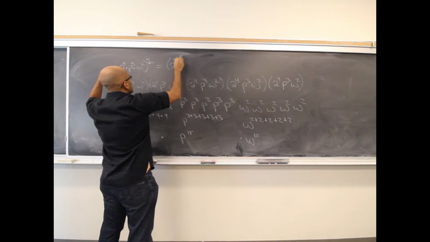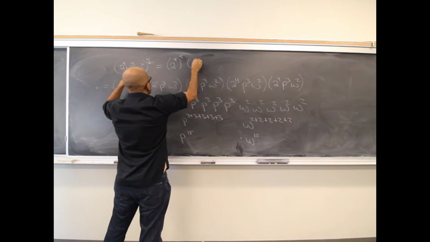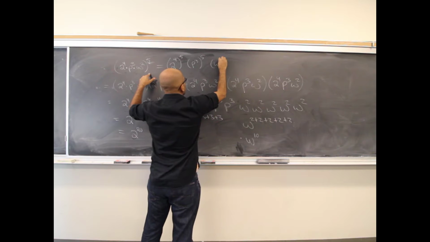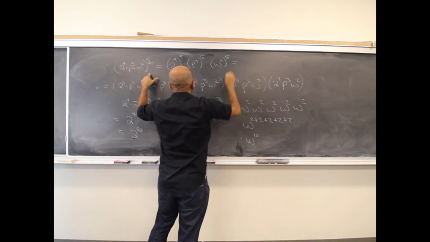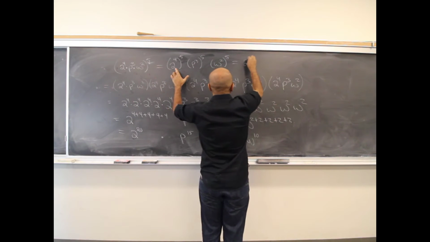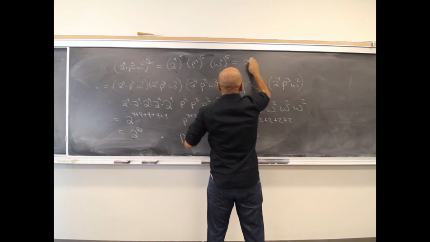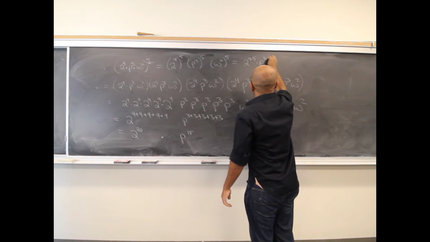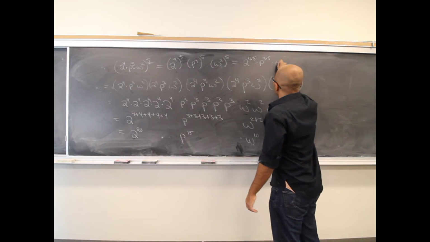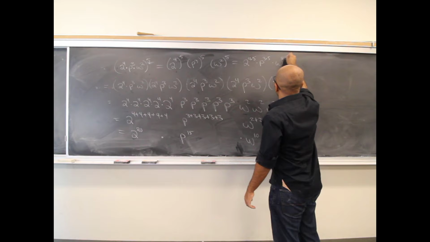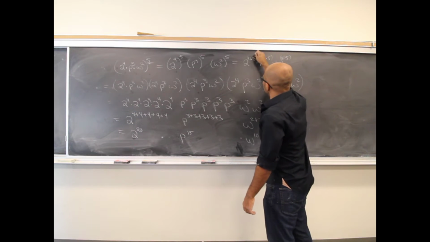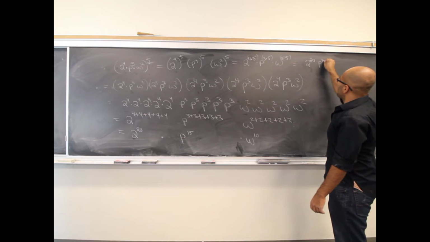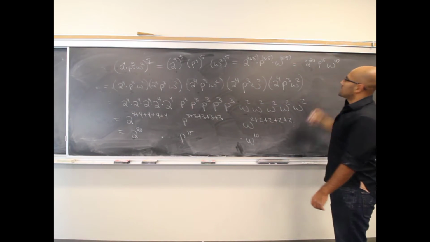2 to the 4th raised to the 5th power, p to the 3rd raised to the 5th power, w to the 2nd raised to the 5th power, which then becomes 2 to the 20th. I guess I'll write it out. 4 times 5, times p to the 3 times 5, and then times w to the 2 times 5, right, up in the exponent. And then finally, 2 to the 20th, p to the 15th, w to the 10th.